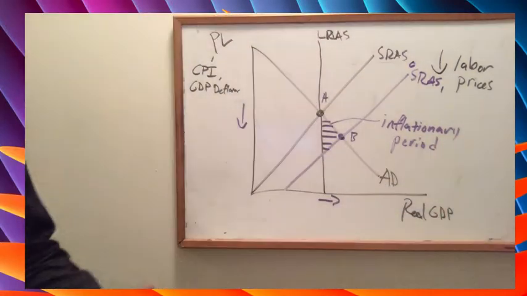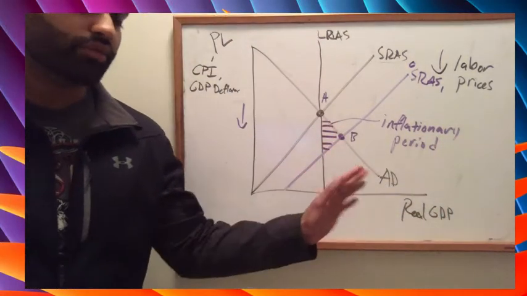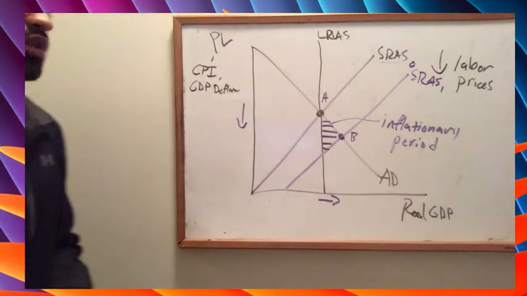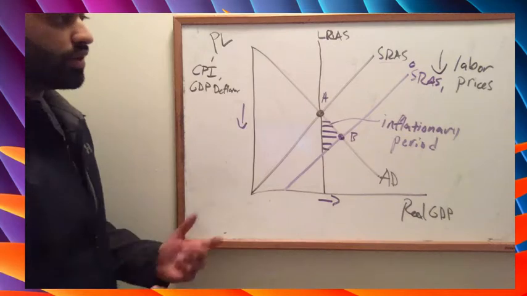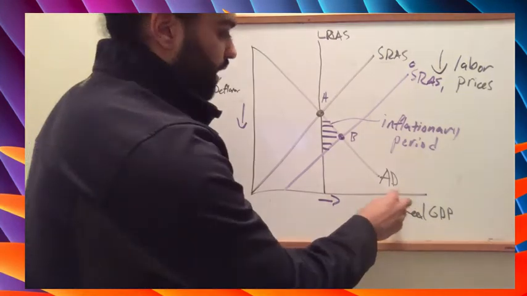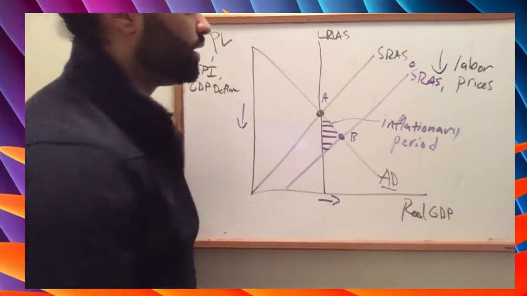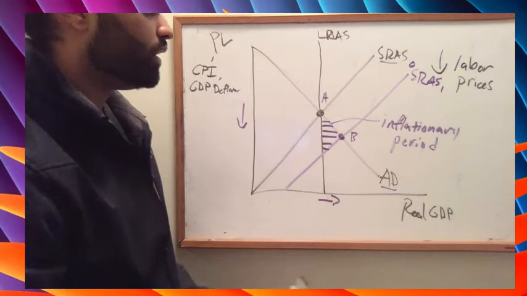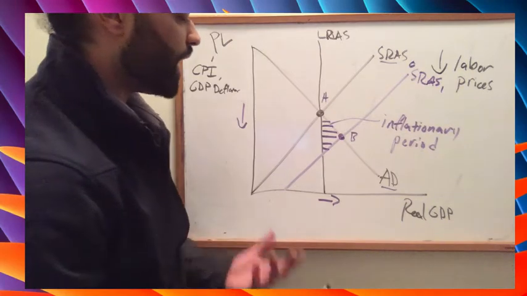Now it's called many other things, but when you're past your potential, it's inflationary. When you're below your potential, it's recessionary. So in this case, you're in an inflationary period. How would you fix this? You can either stimulate aggregate demand, so if you know the shift factors to that, or you can stimulate your aggregate supply. So what I'm going to do is aggregate demand.